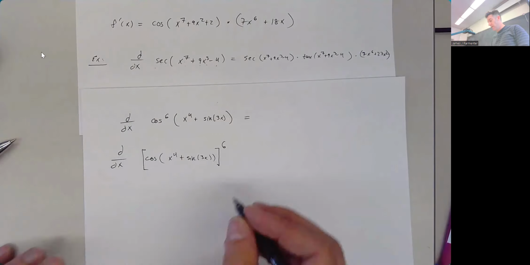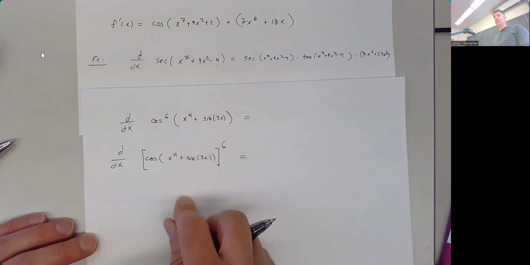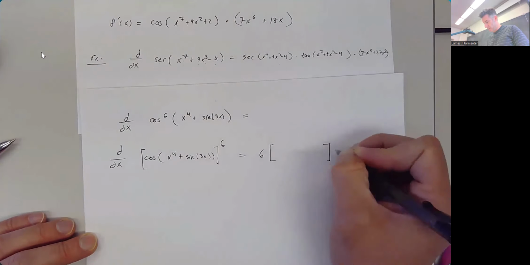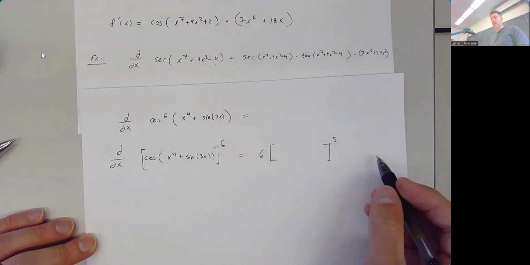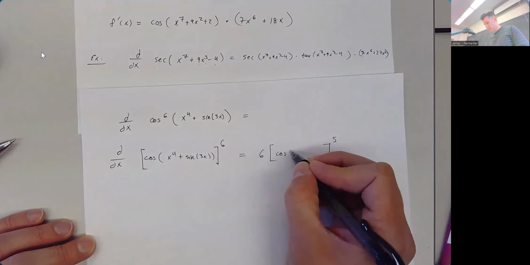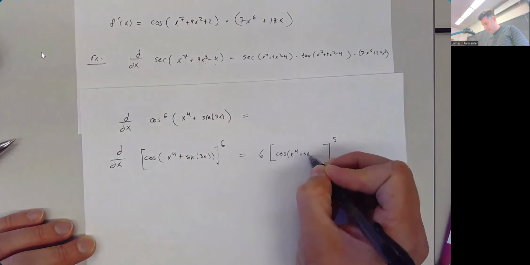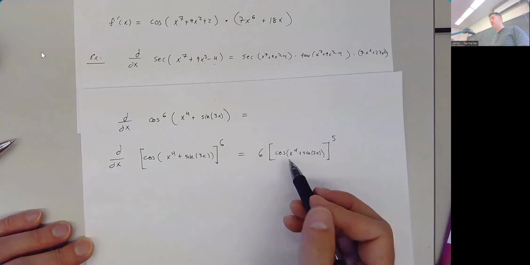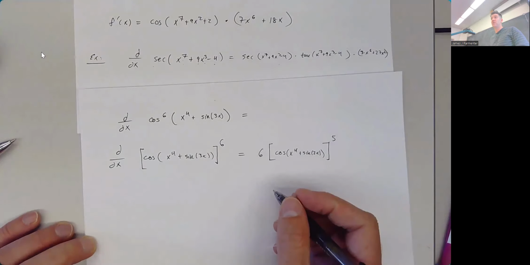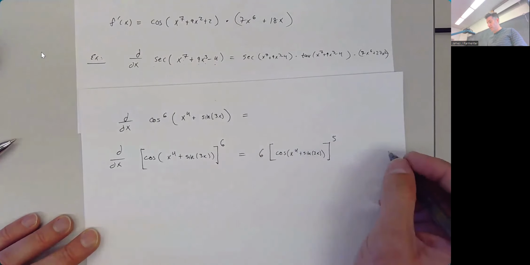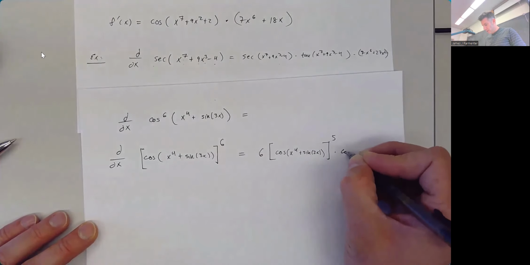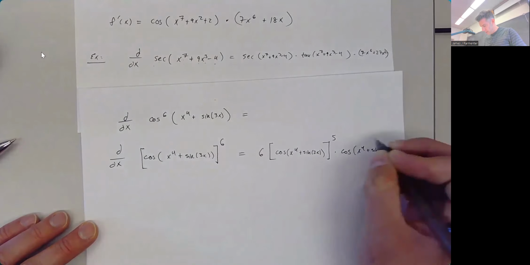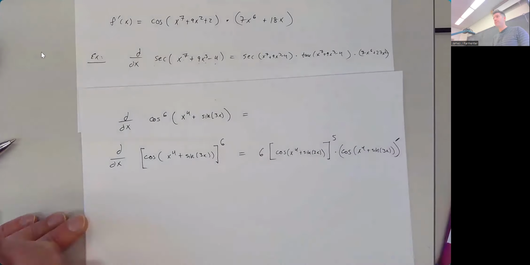So if I'm taking the derivative of something raised to the 6th power, it's going to be 6 times my something to the 5th times the derivative of that something. Now, here's where you might not be very happy with me. It's not my fault. The inside stuff is still complicated. The inside stuff is also going to require the chain rule to take its derivative. So at this point, since I haven't left myself very much room, I might just write literally cosine of x to the 4th plus sine of 3x, and then I'm going to take the derivative of that.